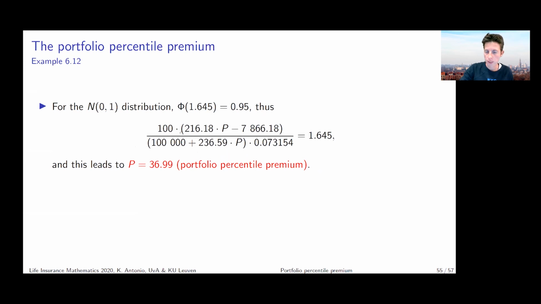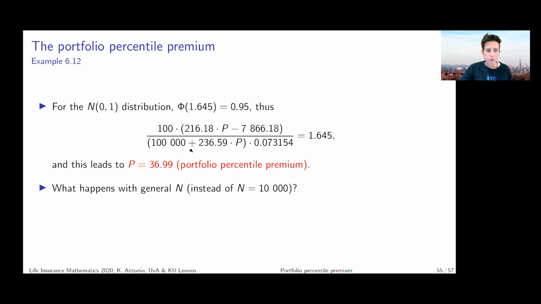So we did a couple of steps. We started with a single contract: the loss for a single contract, its expected value, its variance. Then we stepped to 10,000 contracts. We used the central limit theorem, and that gives us a condition where we match a function of the unknown P to a particular quantile from the standard normal distribution. We solve for the P, and that gives us the so-called portfolio percentile premium, right?